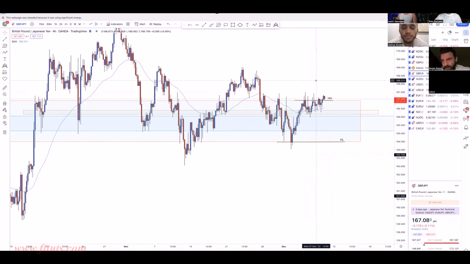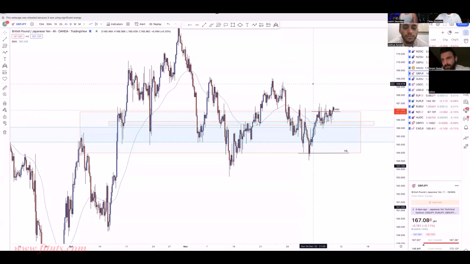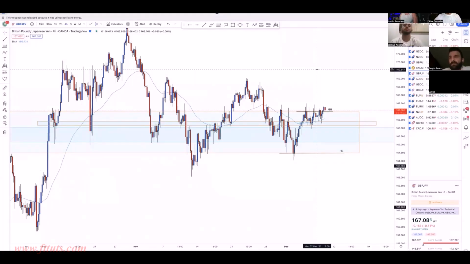Pretty simple, but the overall thing is just market structure. What do you guys think so far? Is it clear? Is it complicated? Give me your thoughts, please. Literally, your thoughts help me a lot. Exactly. Whenever everything has a higher high, you want to wait for the higher low.